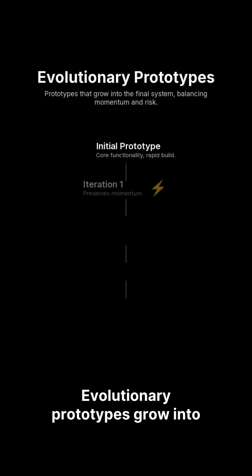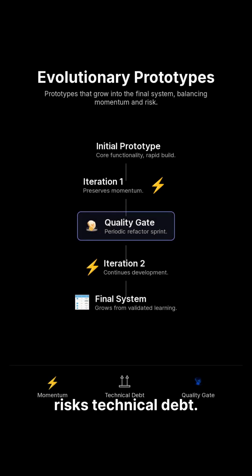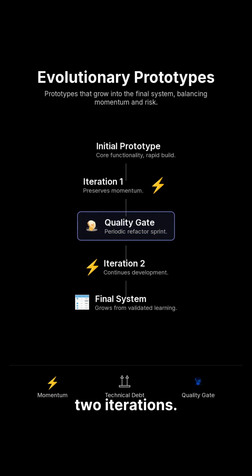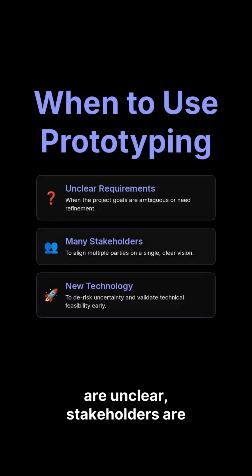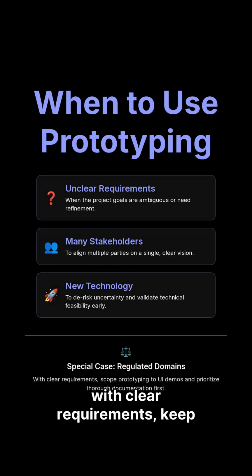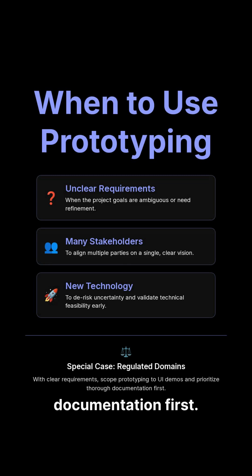Evolutionary prototypes grow into the final system. This preserves momentum but risks technical debt. Counter it with periodic quality gates, like a dedicated refactor sprint every 2 iterations. Use it when requirements are unclear, stakeholders are many, or new technology introduces high uncertainty. In highly regulated domains with clear requirements, keep prototyping scope to UI-only demonstrations while doing thorough documentation first.